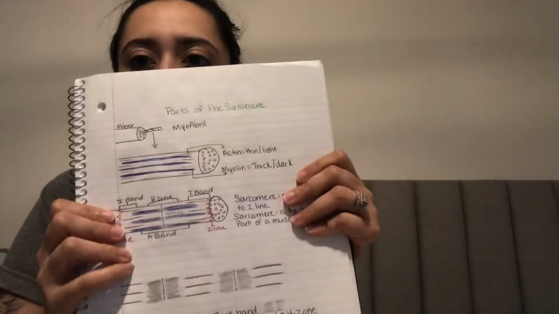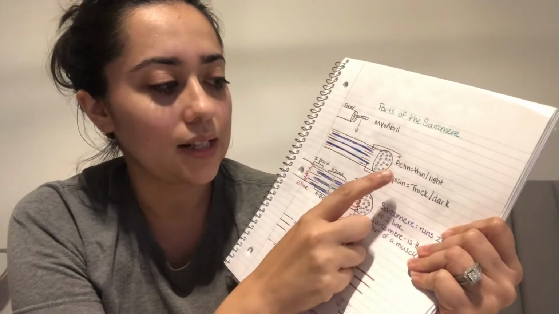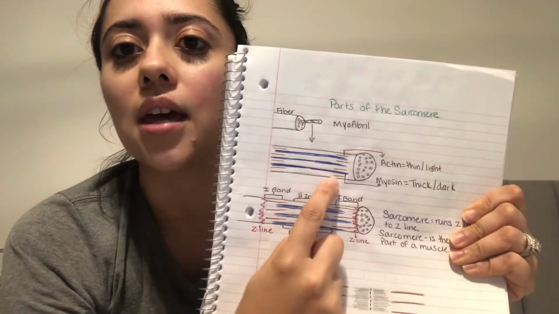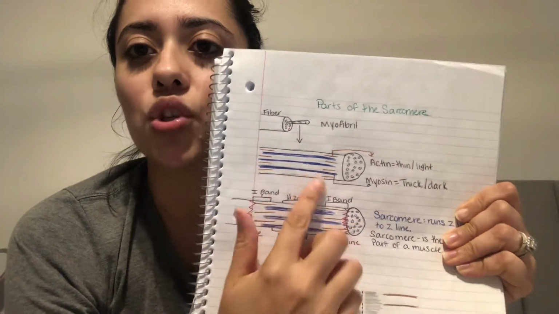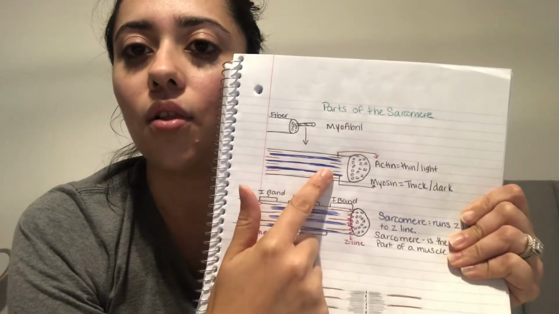Now to go over parts of the sarcomere, where we have the actin and the myosin. The actin are the lighter, thinner lines, and then we have the myosin, which are thicker lines and that are longer.